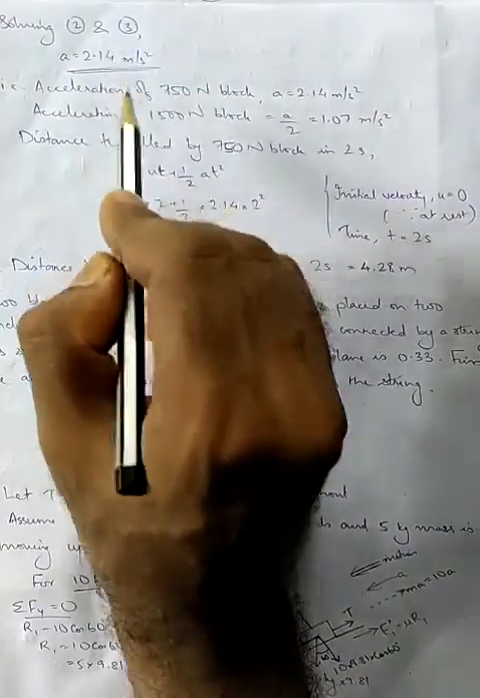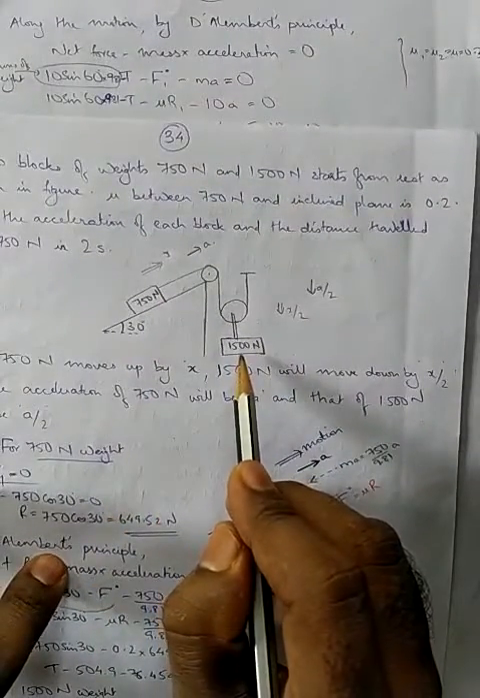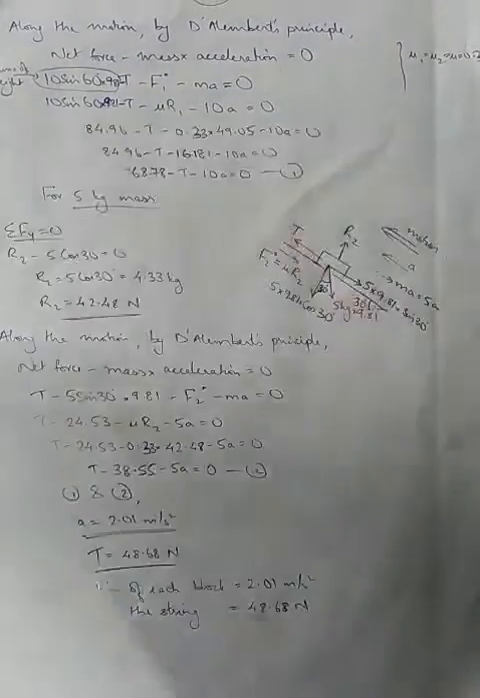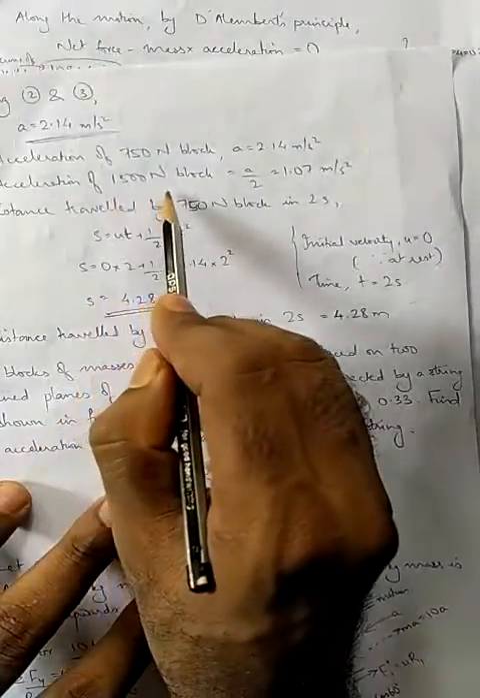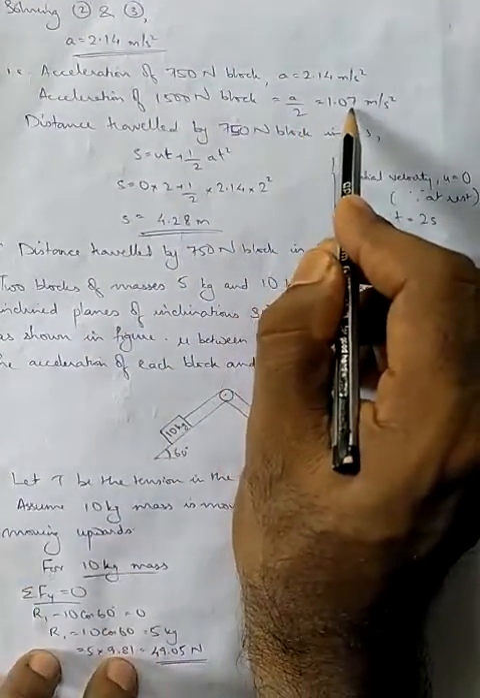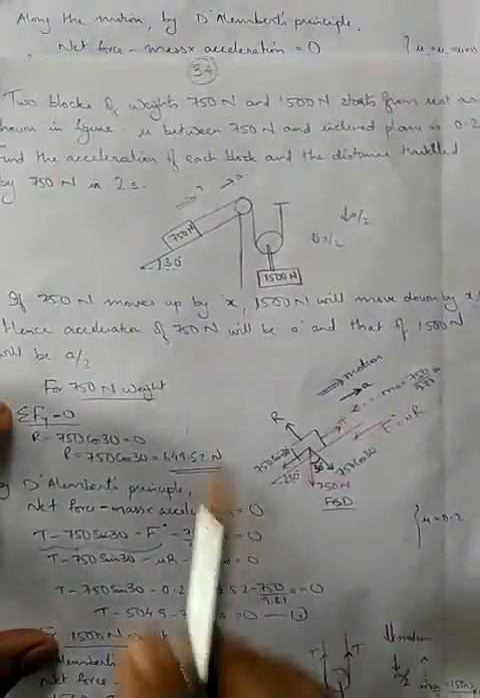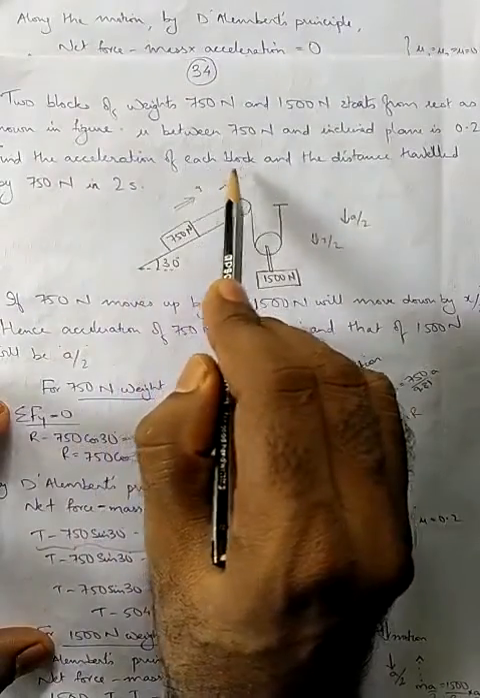This acceleration is for 750 Newton block. A means it is for 750 Newton block. So for 1500 Newton, it will be a by 2. So acceleration for 1500 Newton block will be equal to a by 2, which is 1.07 meter per second square. Now what was asked in the question? Find the acceleration of each block. We have found out that one.